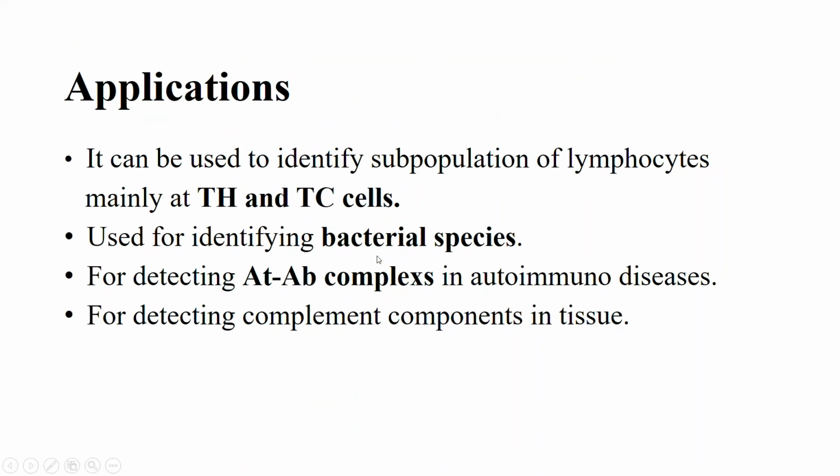And if you look at the applications of this indirect immunofluorescence, you can see that it has been used for location identification of antigens and the location of hormones. It is also used for the identification of subpopulations of lymphocytes, mainly T helper cells and T cytotoxic cells. It's also used for the identification of bacterial species, and for antigen-antibody complexes in autoimmune diseases.